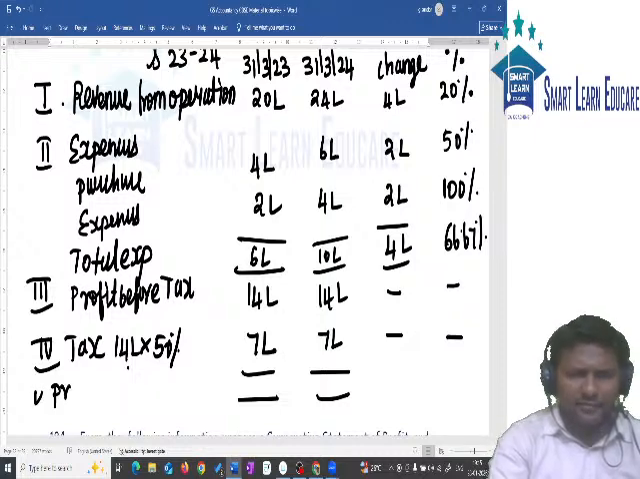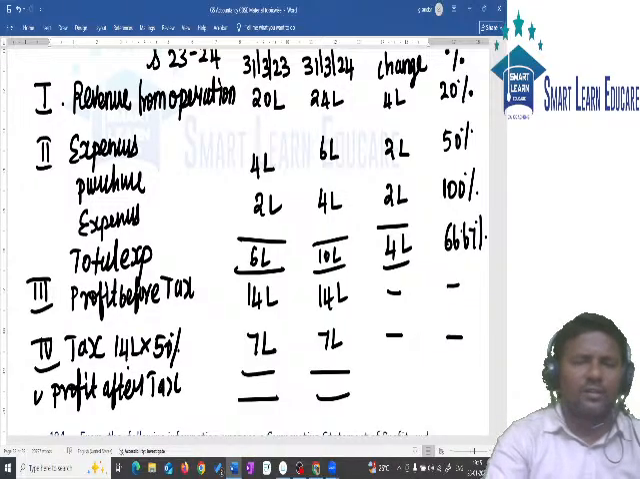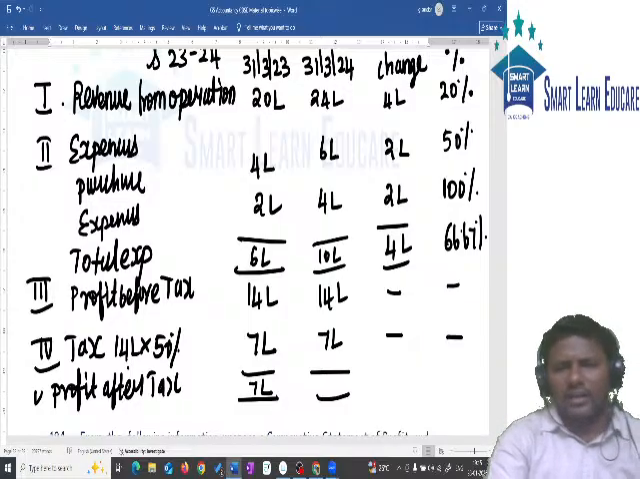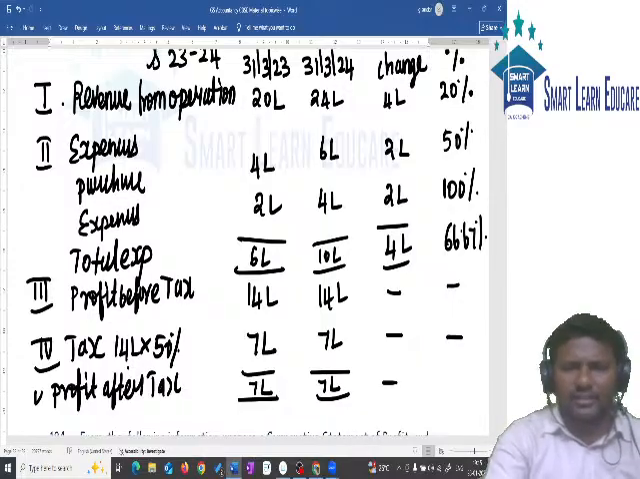Fifth one, profit after tax, PAT. 14 lakh minus 7 lakh will give you 7 lakh. Again, 14 lakh minus 7 lakh will give you 7 lakh. There is no change in percentage, and in absolute also there is no change.